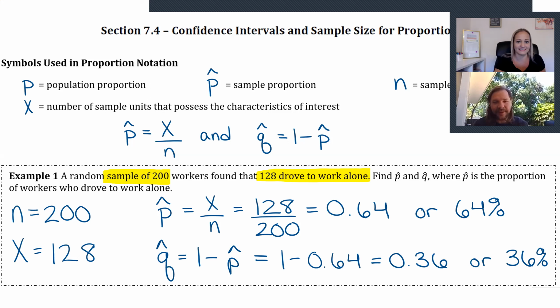Yeah, so just to recap, 64% of the people drive to work alone, 36% of the people do not. And so this is always looking at certain proportions where you're either in the characteristic group or you're not.